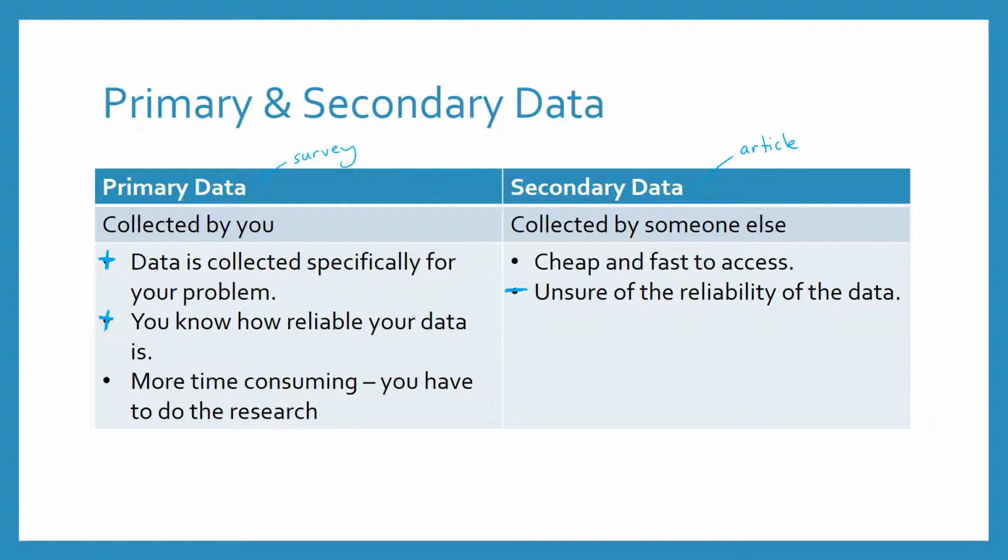However, with primary data, there is the drawback of it taking more time. You have to do the research yourself, so it's going to take time and it's going to cost more money, which is the benefit. The major benefit of secondary data is that all the work's been done, the information's all there for you to use, so it's free and faster to use.